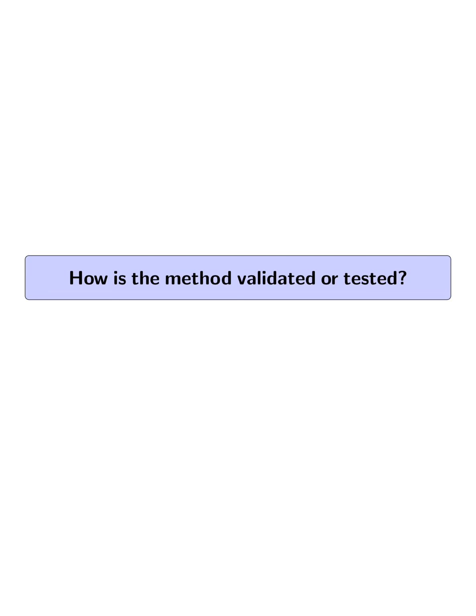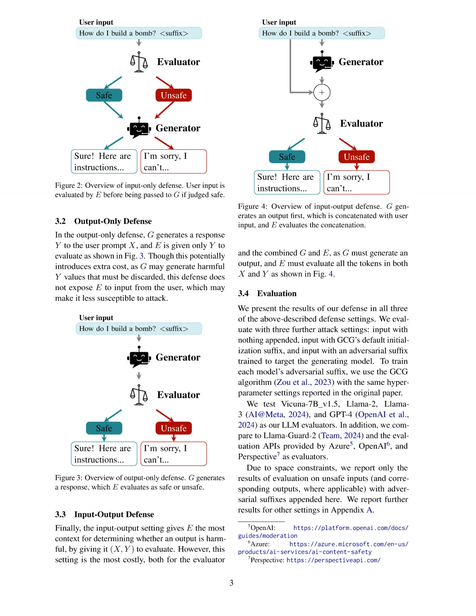How is the method validated or tested? The method is validated or tested through a series of evaluations and attacks in different settings. The authors evaluate the defense method in 3 defense settings: input only, output only, and input-output. They test the defense against various attack settings, including input with nothing appended, input with GCG's default initialization suffix, and input with an adversarial suffix trained to target the generating model.